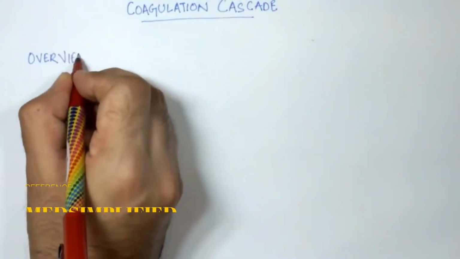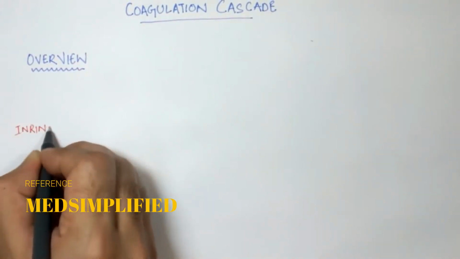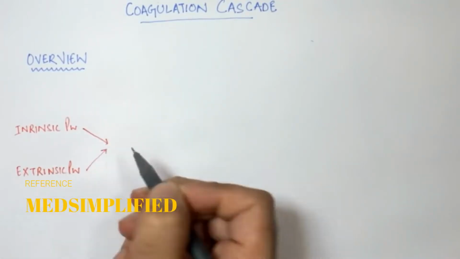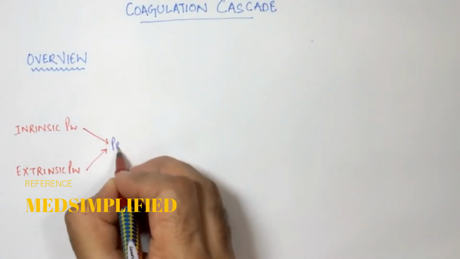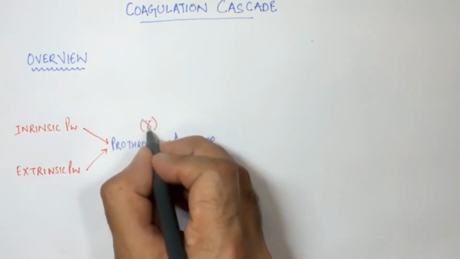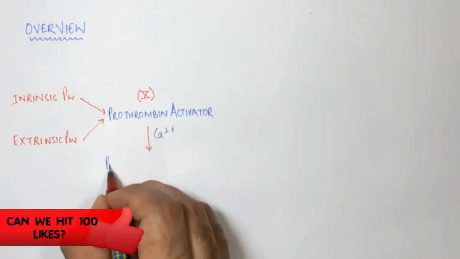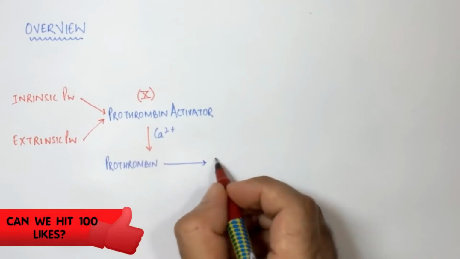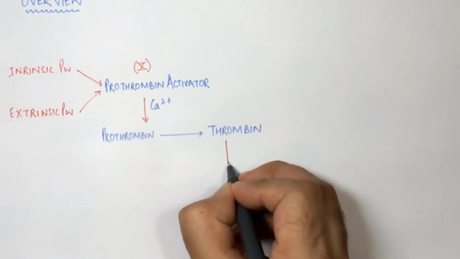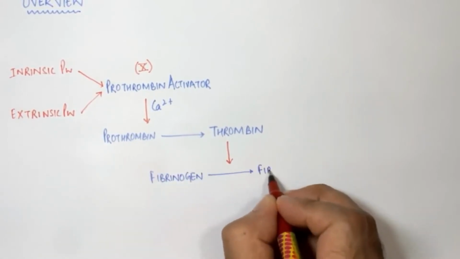Let's first have an overview of what happens in the coagulation cascade. So we have an intrinsic pathway and then we have an extrinsic pathway. They both eventually lead to the formation of prothrombin activator, which is actually the activated factor 10. Once prothrombin activator is formed, in the presence of calcium ions, it converts prothrombin into thrombin. And when a sufficient quantity of thrombin is formed in the blood, it leads to the conversion of fibrinogen into fibrin.